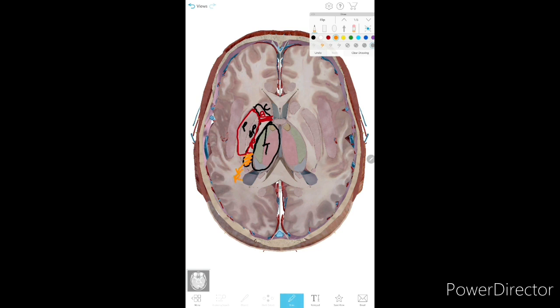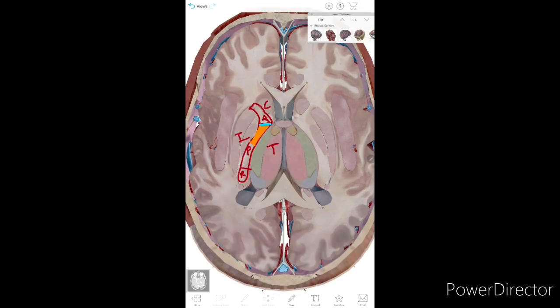Now some part of the internal capsule which is not visible in this section lies below the lentiform nucleus. So I am drawing this in dotted. This is the sublentiform part of the internal capsule. Now there are various fibers passing through the various parts of the internal capsule.